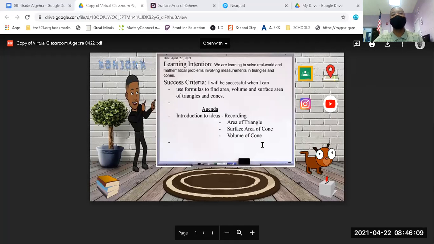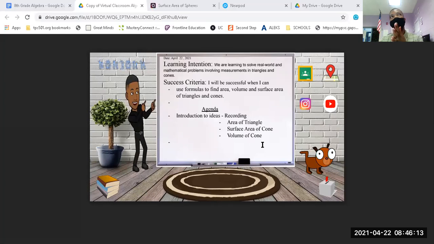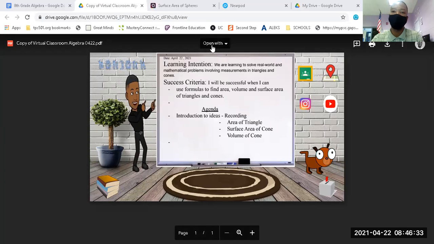All right, for today's lesson, we're going to be talking about the area of a triangle. Our learning intention states that we're learning to solve real world and mathematical problems involving measurements in triangles. We'll talk about the rest later. Success criteria states that I will be successful when I can use the formulas to find the area of a triangle.